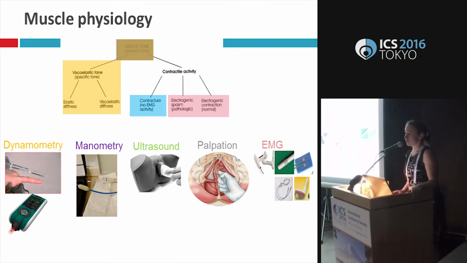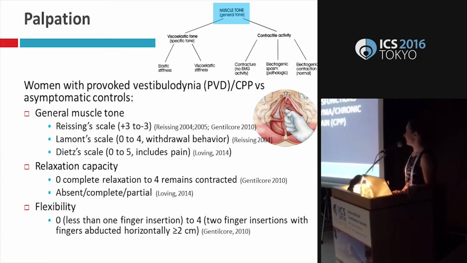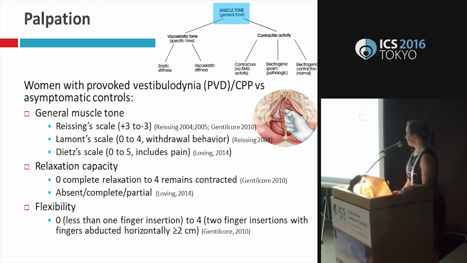So now, what do we find in the literature about pelvic floor muscle dysfunction in women and men with chronic pelvic pain? As I said earlier, with palpation we measure global pelvic floor muscle tone, and there are several scales available. I don't know, are you using them in the clinic? The first one that I find really interesting is the Reissing scale. It ranges from +3, hypertonicity, 0 is normal, and -3 is hypotonicity. This scale has good test-retest and inter-rater reliability, so it's interesting.